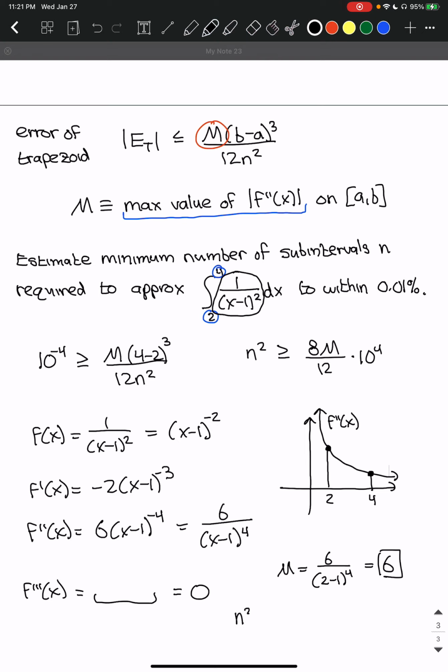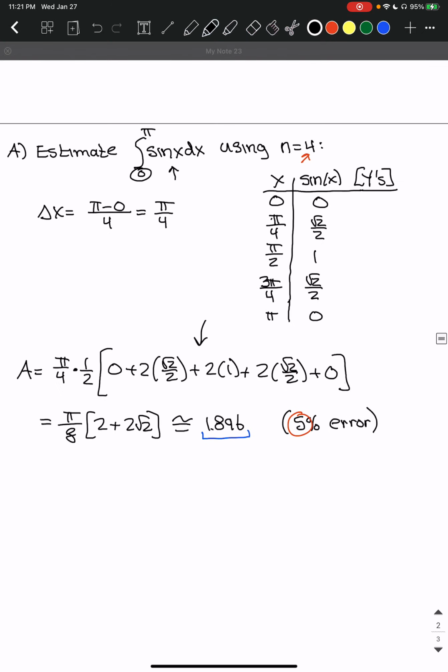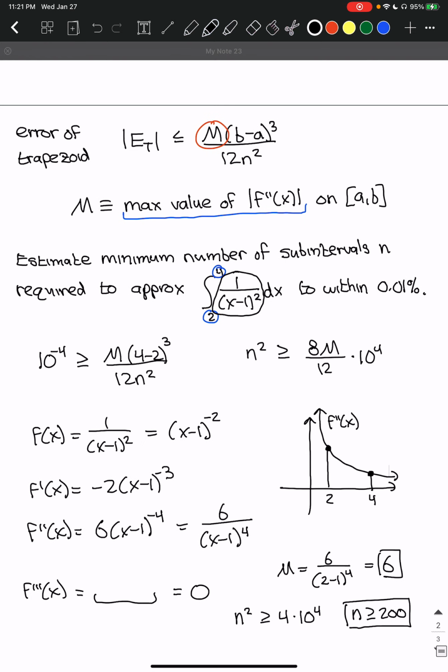What I can do now is plug that back in. I'm running a little bit out of room, but I get n squared is greater than or equal to 48 over 12, which is 4 times 10 to the 4th, which tells me that n has to be greater than about 200 for me to get down to within 1 part in 10 to the 4th. That's a lot of subintervals. I personally would not want to be the one subbing it all up using this formula. But we at least know that's how many we need, and we don't need to keep going one by one from 5 to 6 to 7.